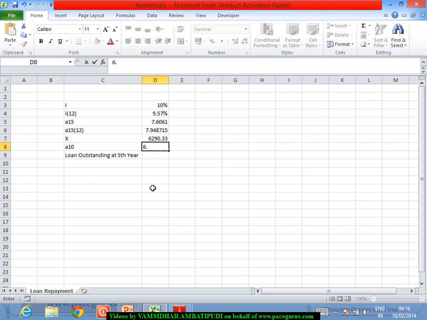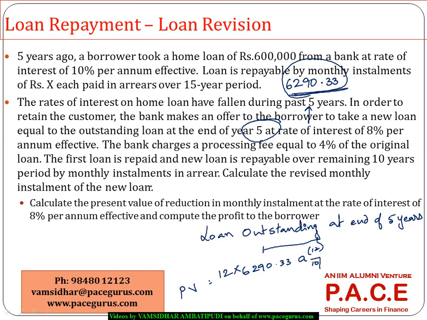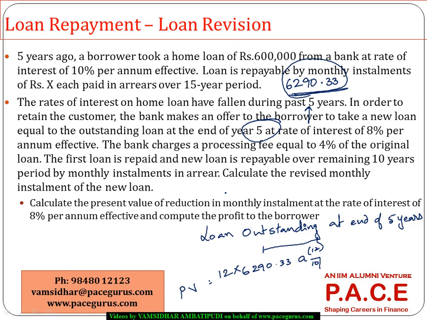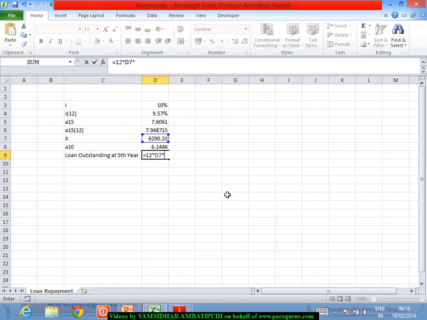6.1446. So based on this I can find out the loan outstanding at the end of 10 years. 12 times 6290 times a10 into i by i12. a10 is this one, into i divided by i12.